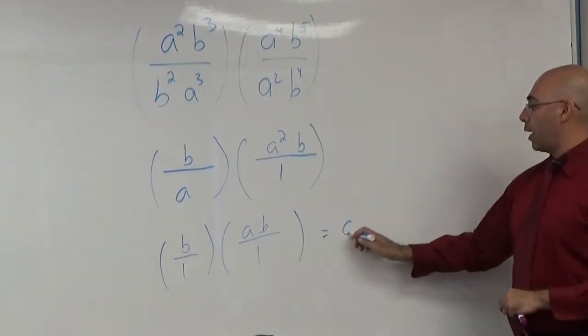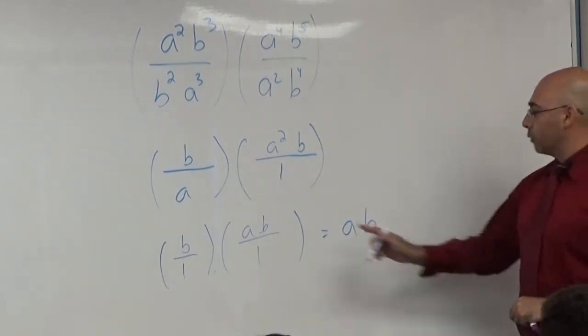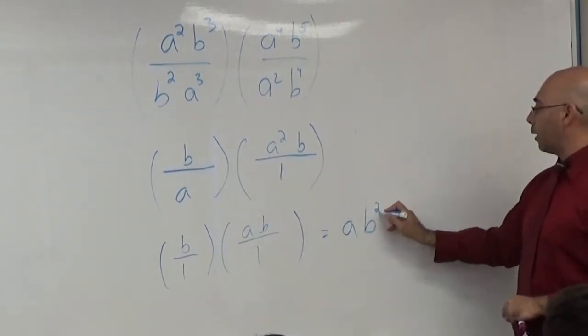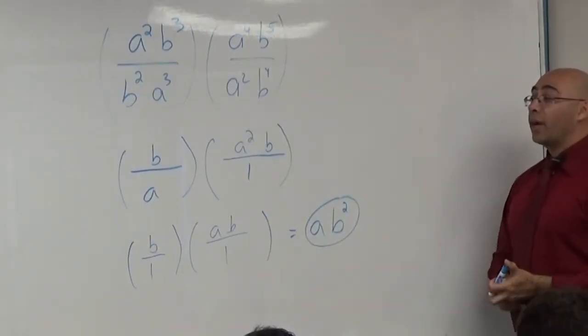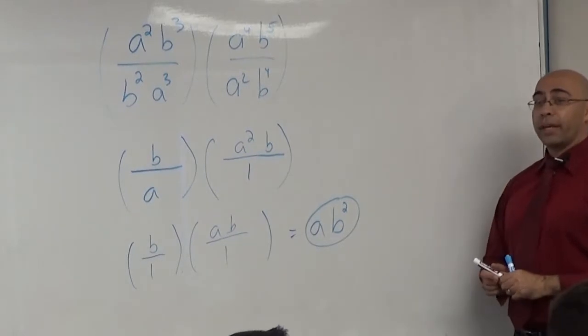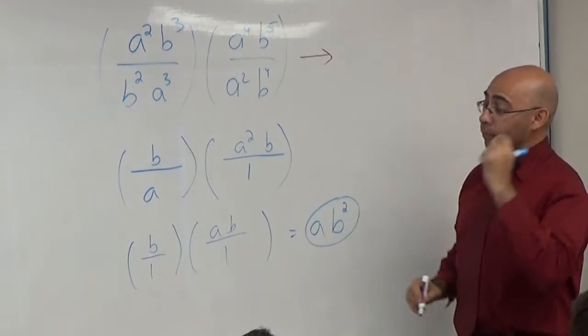So the answer is a b. How many b's are you multiplying? 2. 2 of them, so it's a b to the second power. So we simplified everything. If you don't want to simplify, you're like, well, that's just too complicated for me. Well, let's do this another way.